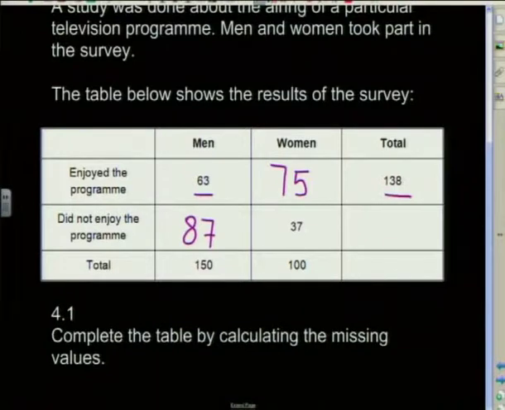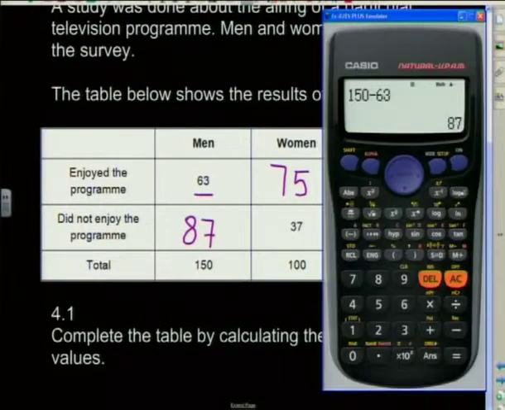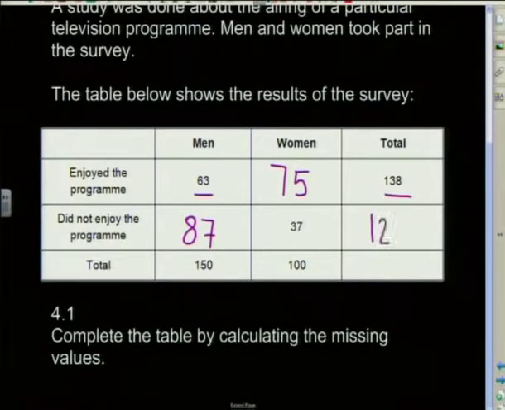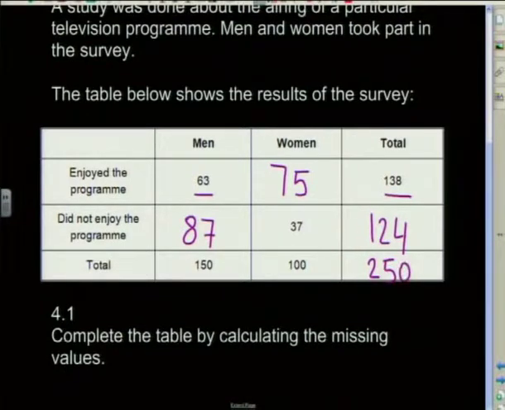So let's add this 87 and 37. So see how many men were interviewed. 87 plus 37, and our total of men is 124. So write that into my table, 124. And total number of people was 250. Now somewhere, those should add up. Somewhere there's a mistake. Can't work out where the mistake is.